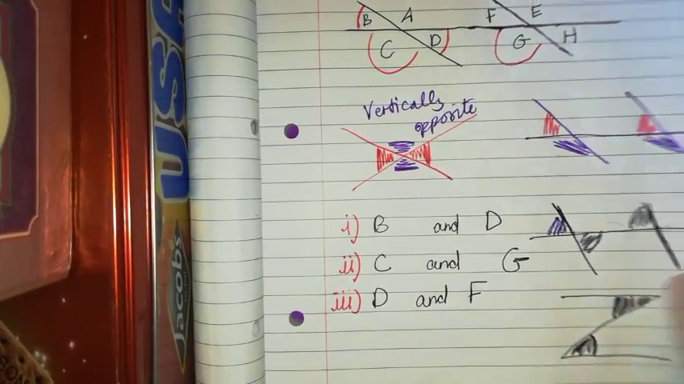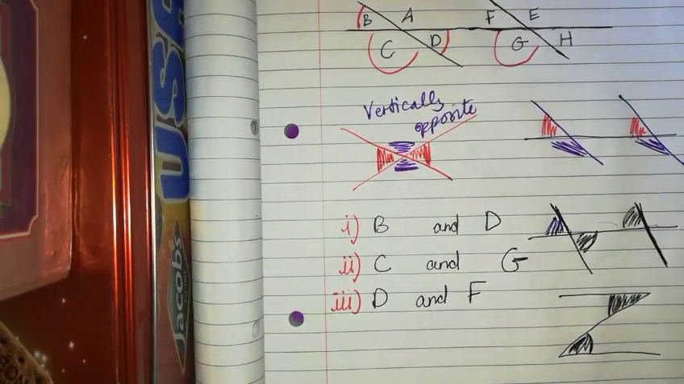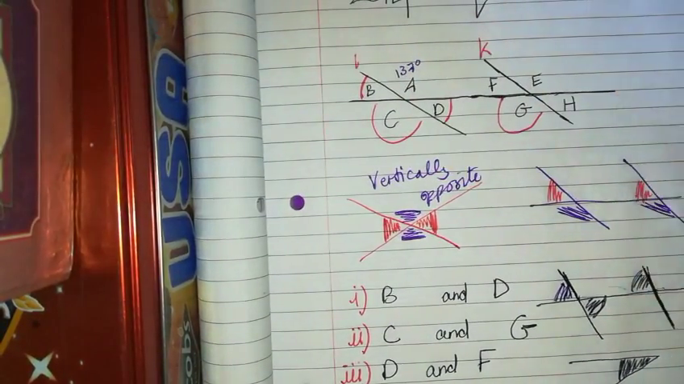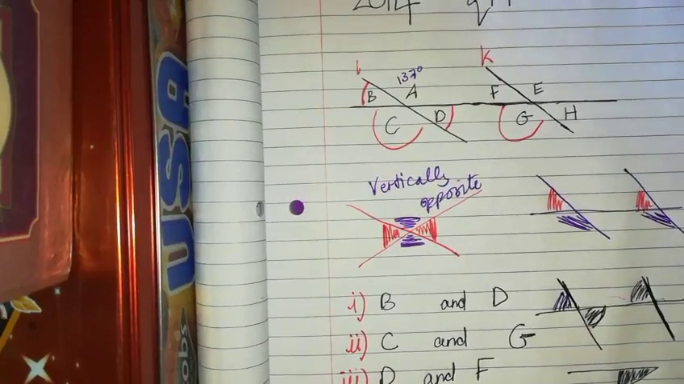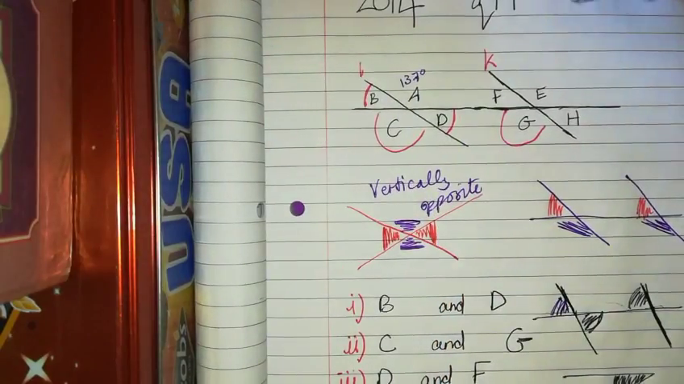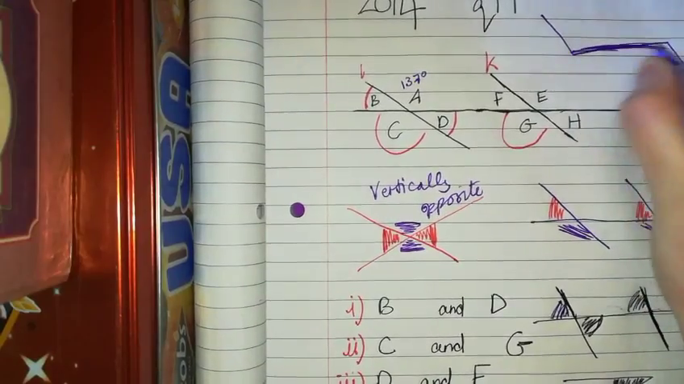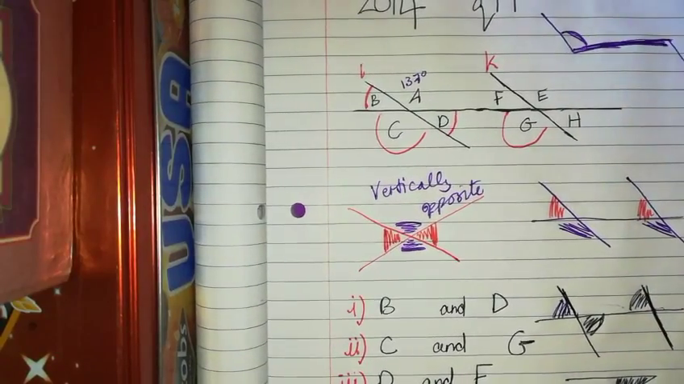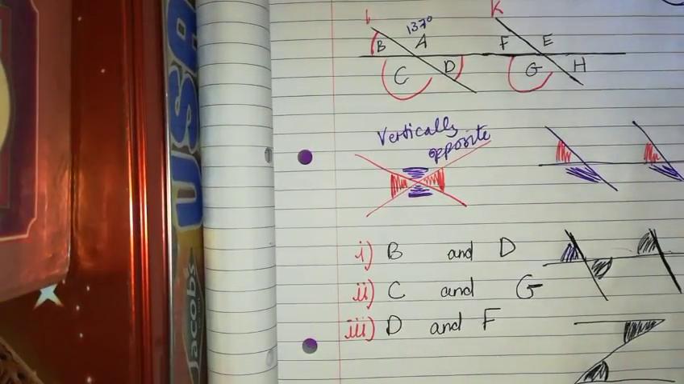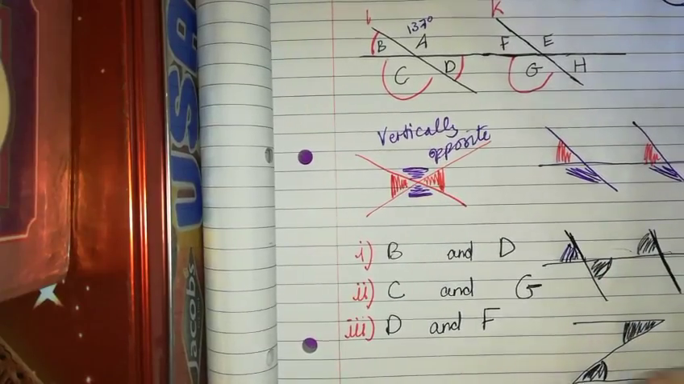So the next part of the question is, given that angle A is 137 degrees. So we're told angle A, I'm just going to write this in, is 137 degrees. Find the measure of angles G and H. So angle A, say this is a straight line here. Angle A and angle G are alternate angles. So if angle A is 137, well then angle G is also going to be 137 degrees.